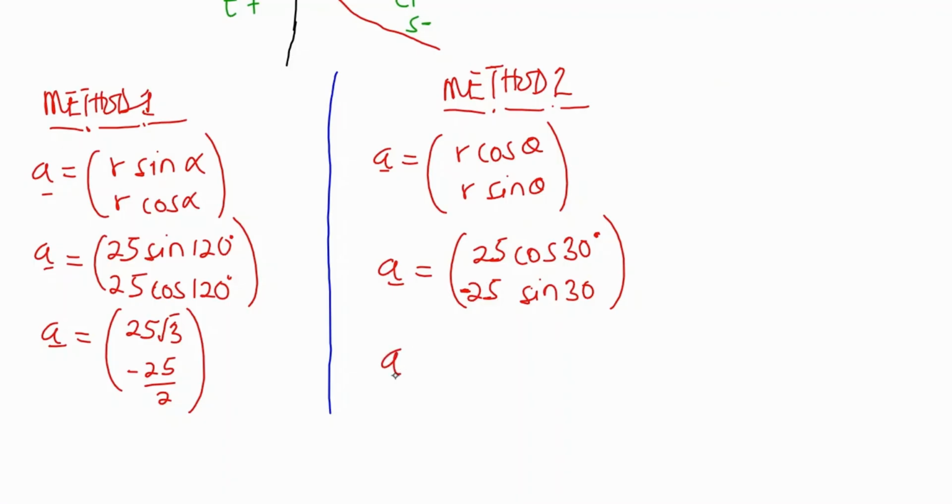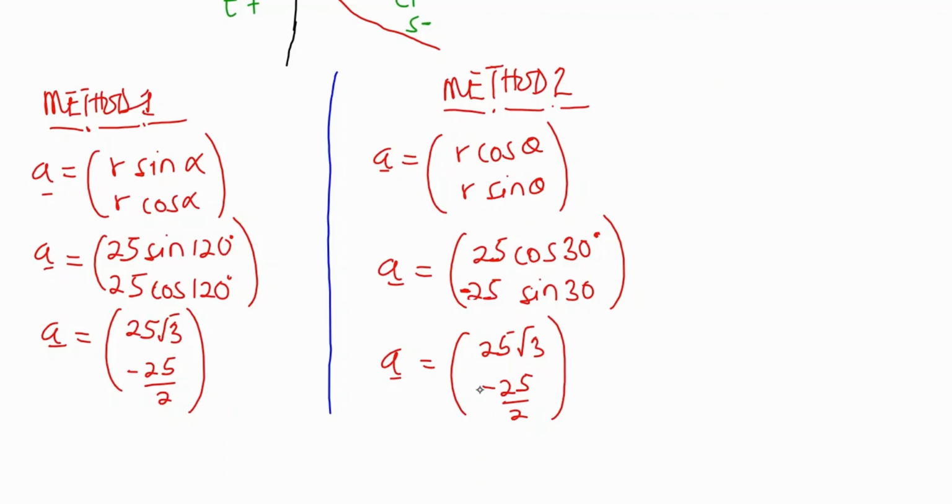So it means our alpha is equal to 25 cos 30, which is the same thing as 25 square root of 3, and minus 25 sine 30 now becomes minus 25 out of 2. So this becomes the solution of the question.